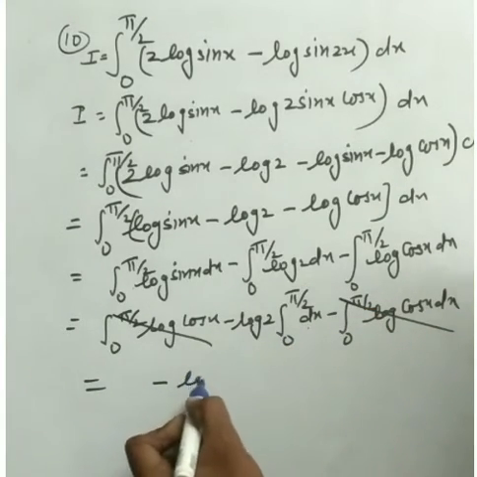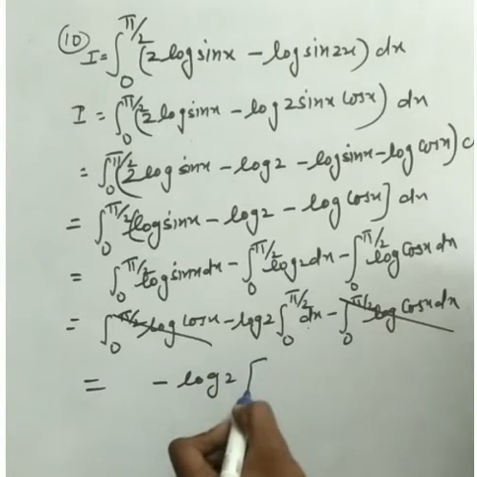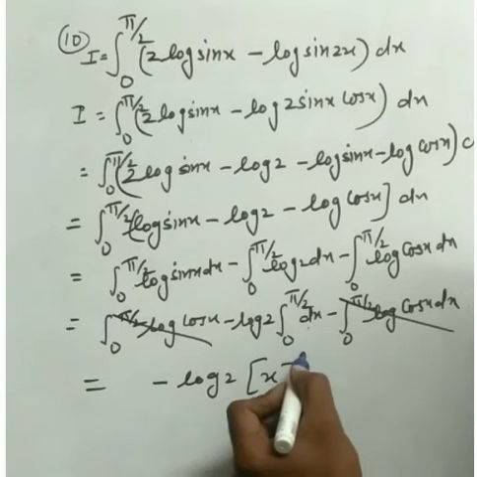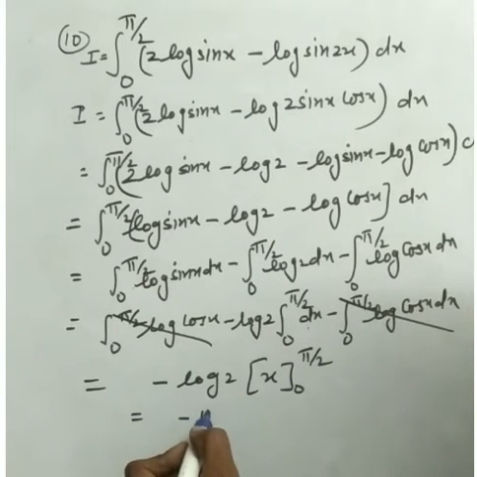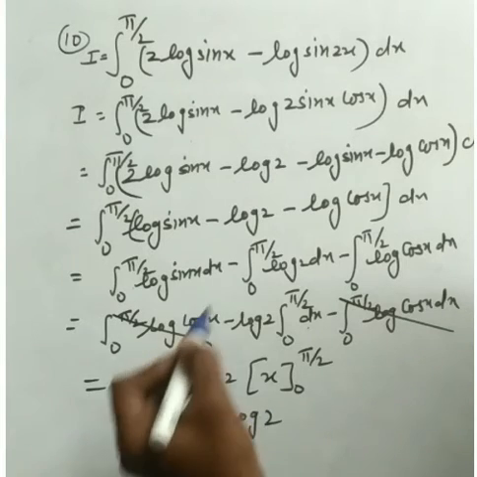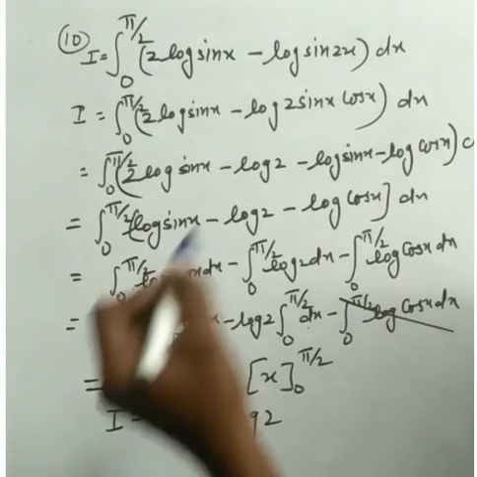Here minus log 2. Integration of dx is x. The limit is 0 to pi by 2. So it becomes minus pi by 2 log of 2. This is I.